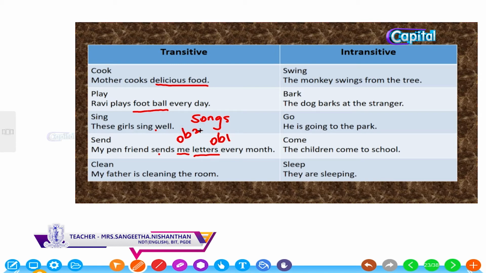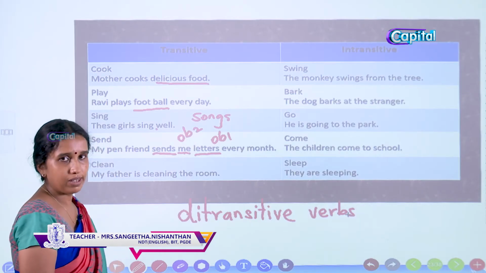When we question what does my friend send, the answer is letters. And to whom does my friend send letters? The answer is me. So, we can get two objects here. These verbs are called ditransitive verbs. Here the send acts as a ditransitive verb. That means they give two objects in one sentence. Ditransitive verbs. So, you can make two passive forms here.